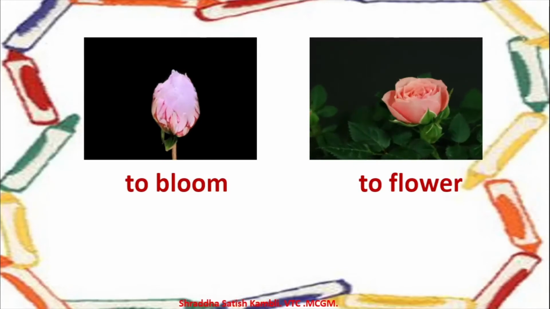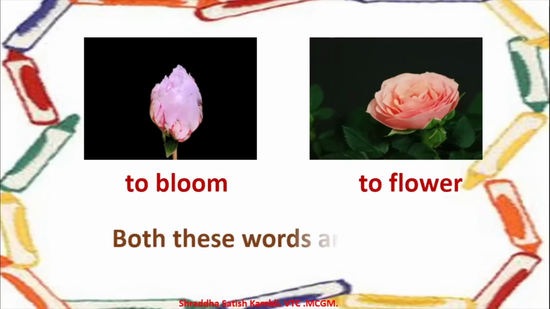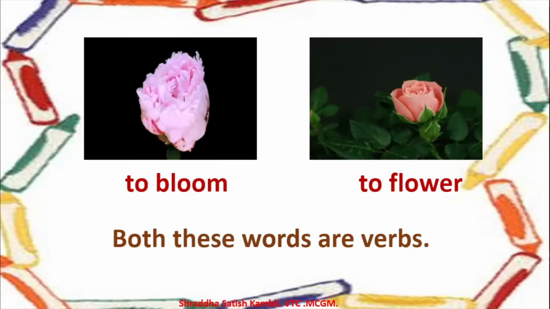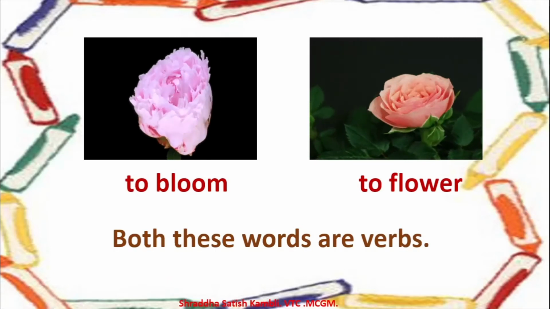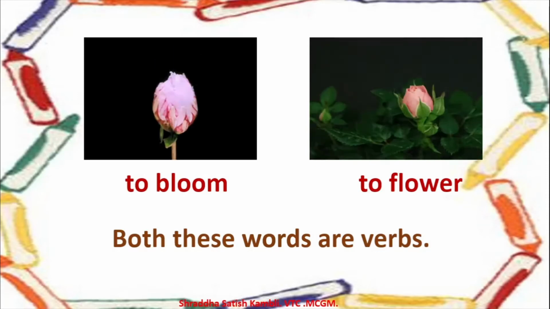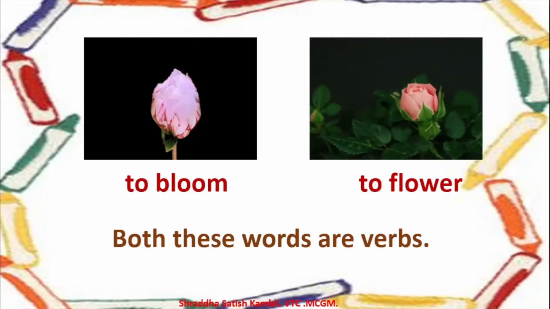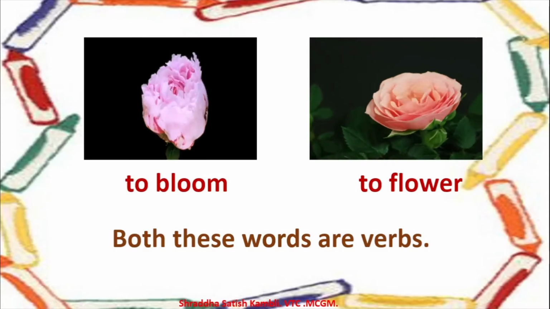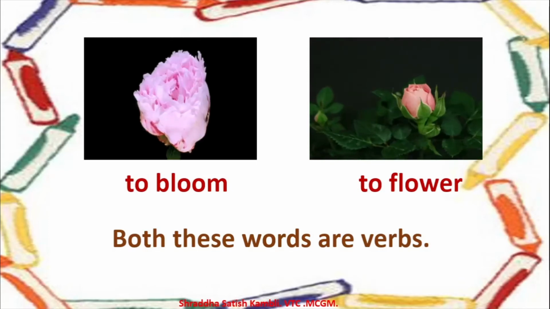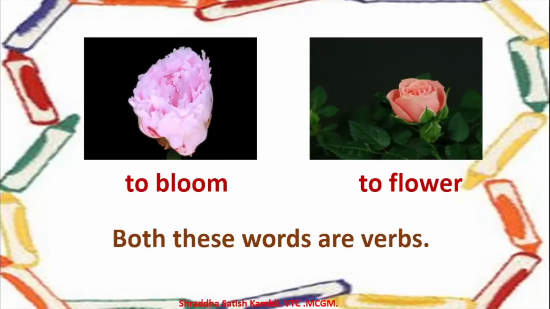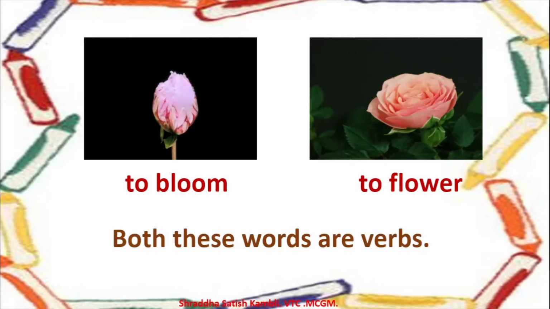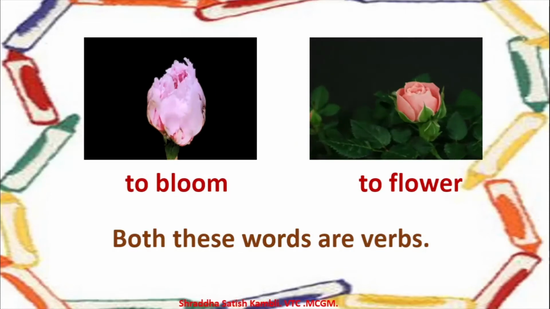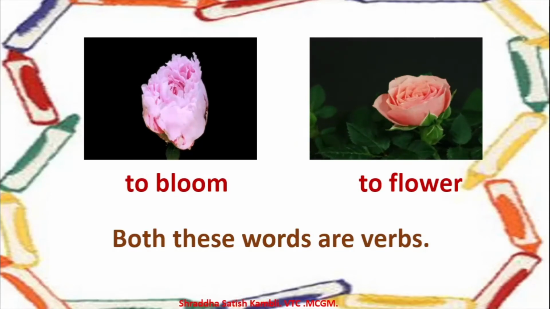So both these words or phrases, to bloom and to flower, are verbs as well as synonyms. Okay, so these two synonyms belong to the family of verbs. You can think about so many other pairs of words which are synonyms as well as verbs. For example, determine is decide, immerse is dip, restore is repair, convert is change.